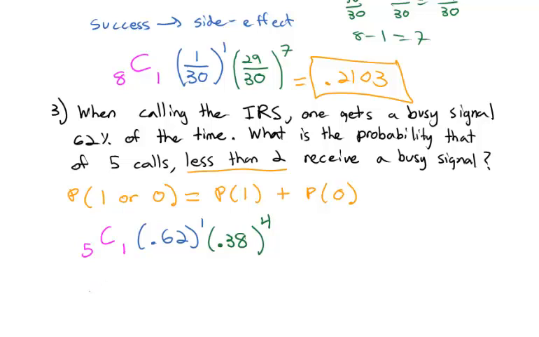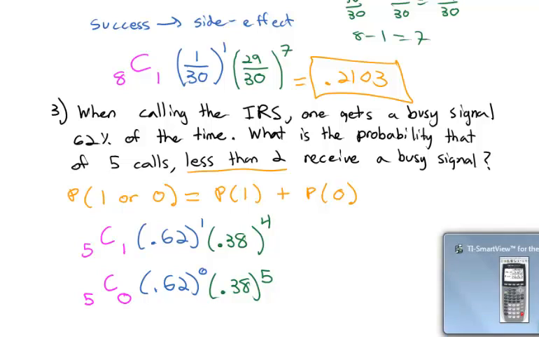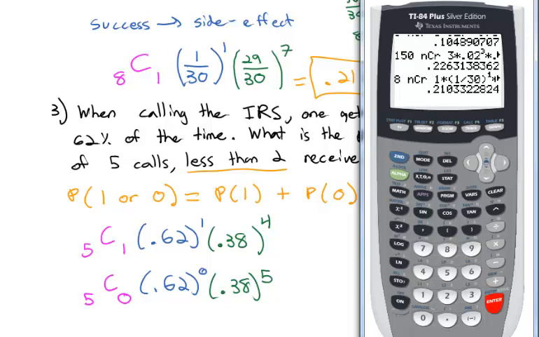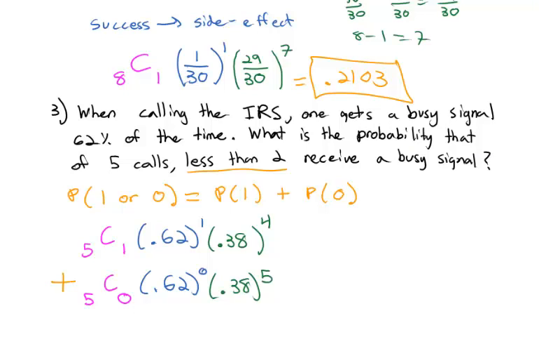The other case that we're considering is that of the 5, we're going to choose 0 to have a busy signal. So the probability of 0.62 is going to happen 0 times, and the probability of failure, 0.38, that's going to happen 5 times. So we've got 2 binomial probabilities to calculate here, and we are going to add them together. So I'll even mark that here. We're going to add them together.